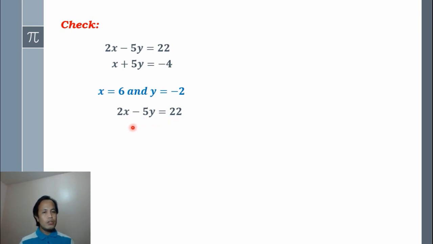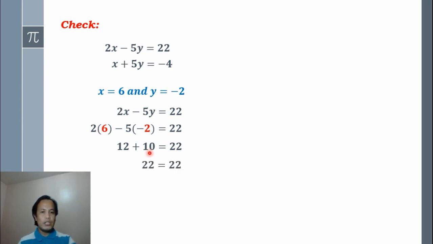We will substitute the values. We have 2 times x, which is 6, copy minus 5, and y is negative 2. We simplify: 2 times 6 is 12, then negative 5 times negative 2 is positive 10. Then 12 plus 10 will give us positive 22, which is equal to positive 22. Now we got a balanced equation for equation 1.